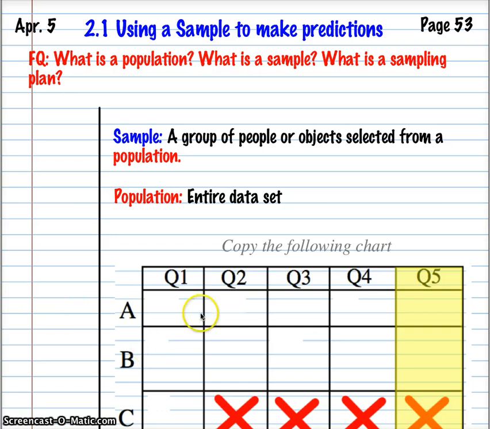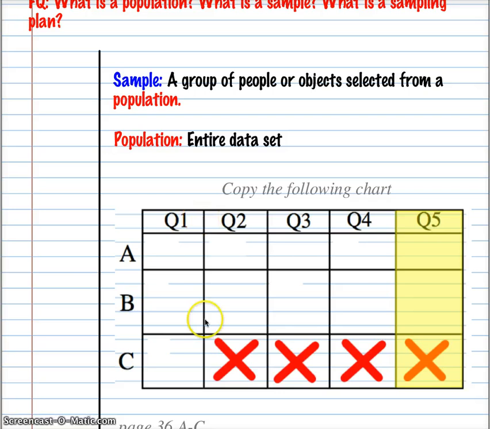And then we'll answer A, B, and C together. If you are having trouble and you're like, I don't get it, at least copy down this chart. All right, I'm going to move on to 2.1. We'll talk about it at the end of the 30-minute time frame.